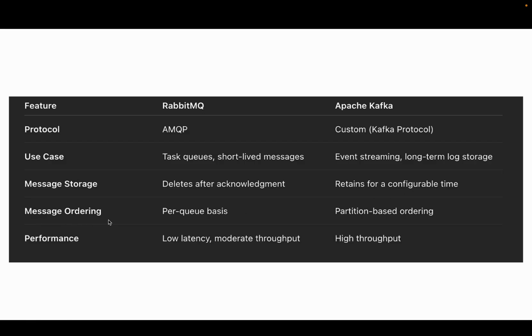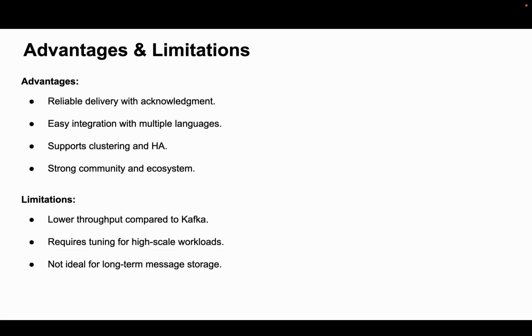Then message ordering. RabbitMQ, as we know, follows a queue, so first in first out implementation. On that basis it works. And Apache Kafka uses partition-based ordering. And then for performance, RabbitMQ has low latency and moderate throughput, but Apache Kafka has high throughput. So if you want me to create a video on Apache Kafka, you can comment that as well. I will try my best to bring that video as well.